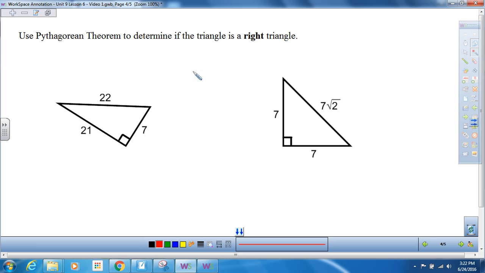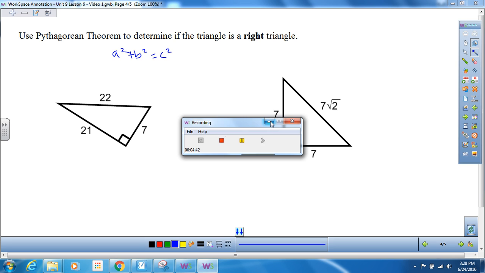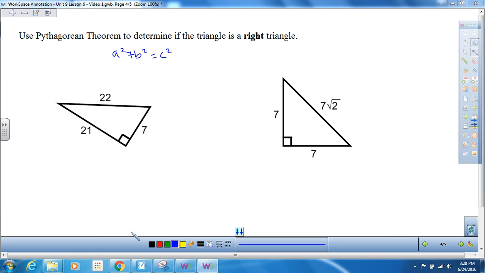Now we're going to use the Pythagorean theorem to see if the triangle is a right triangle. If it is a right triangle, then this will be true: A squared plus B squared will equal C squared. So I set this up and see if I get a true statement. 22 is my C. So I have 21 squared plus 7 squared, and I want to know, does that equal 22 squared?